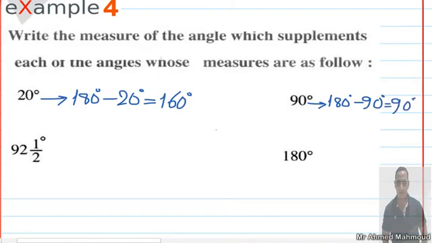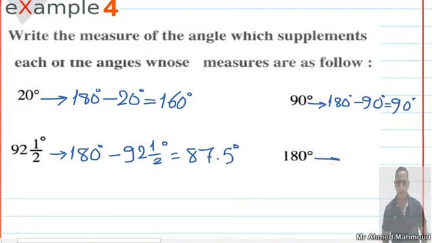equals 90 degrees. Next, the supplement of 92 and a half is 180 minus 92 and a half degrees equals 87.5 degrees. Next, the supplement of 180 is 180 minus 180, of course it's equal to 0 degrees. Here we have 20 is acute, 160 obtuse, 90 right, 90 right also, 92 obtuse, 87.5 acute, 180 straight, 0 is 0 angle.